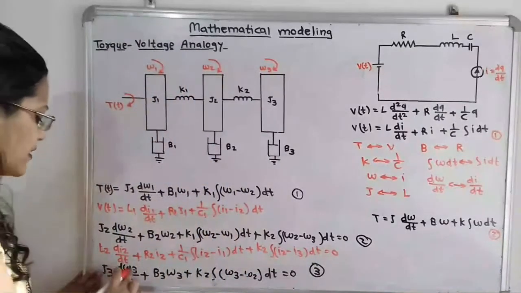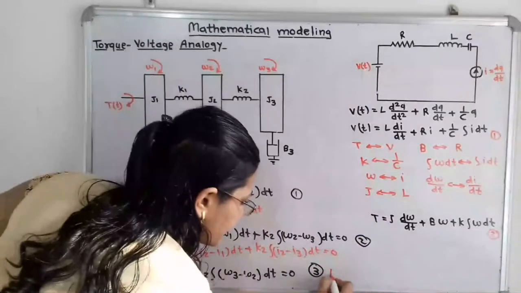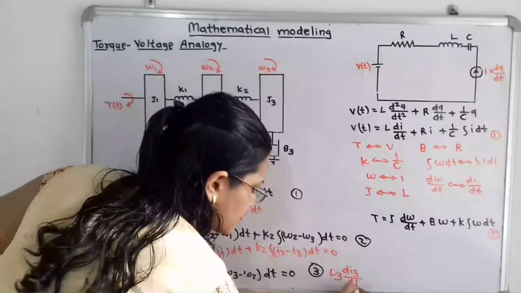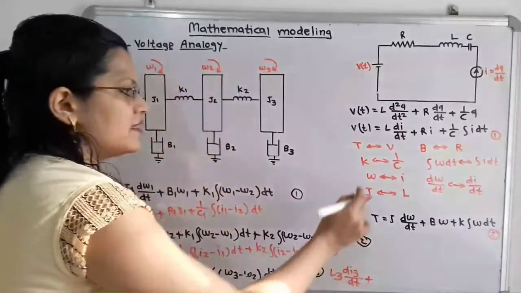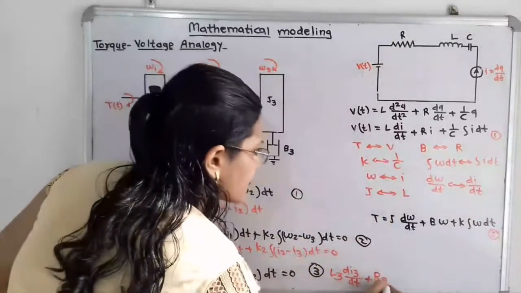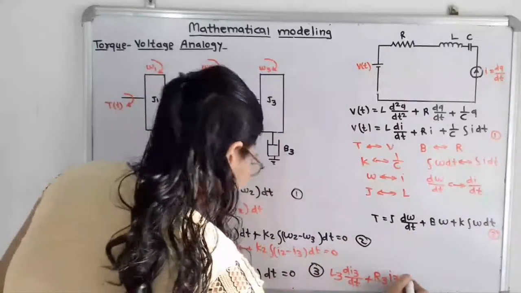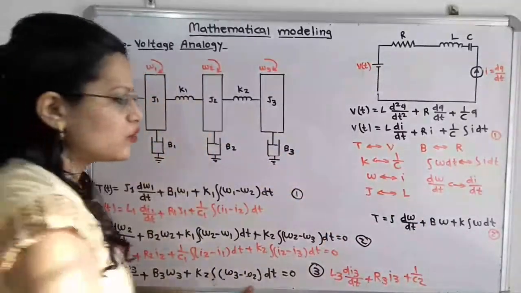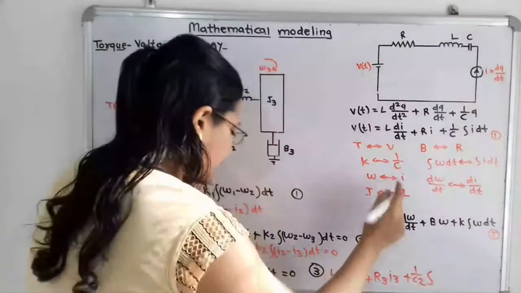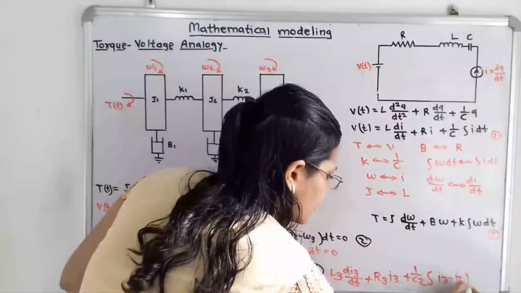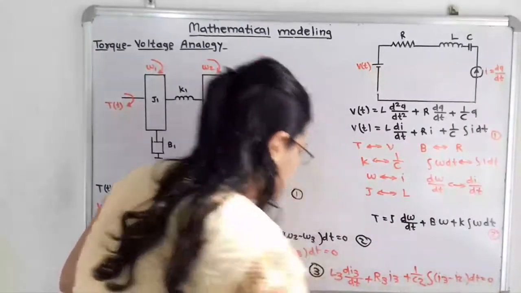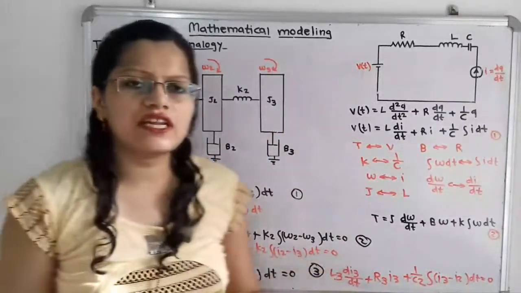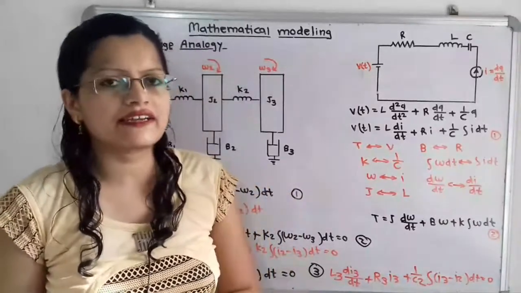Now we will move to the third differential equation. Here J3 d omega 3 by dt, that is L3, and d omega 3 by dt is di3 by dt, plus B3, that is R3 I3, plus K2. Instead of K2 I will take 1 by C2, omega 3 minus omega 2, that is integration of I3 minus I2, dt, is equal to 0. So these are the three differential equations, and from these we have to draw the analogous electric circuit.